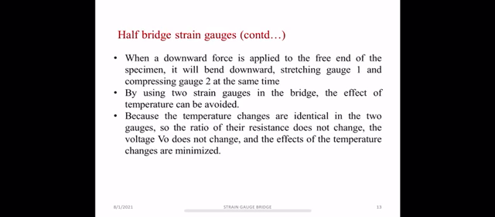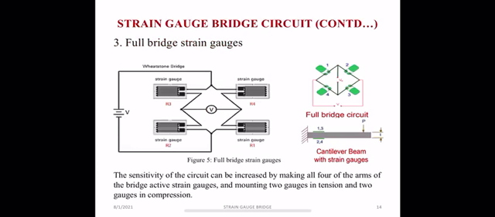By using two strain gauges in the bridge, the effect of temperature can be avoided, because the temperature changes are identical in the two gauges, so the ratio of the resistance does not change and the voltage V0 does not change, and effects of temperature changes are minimized.